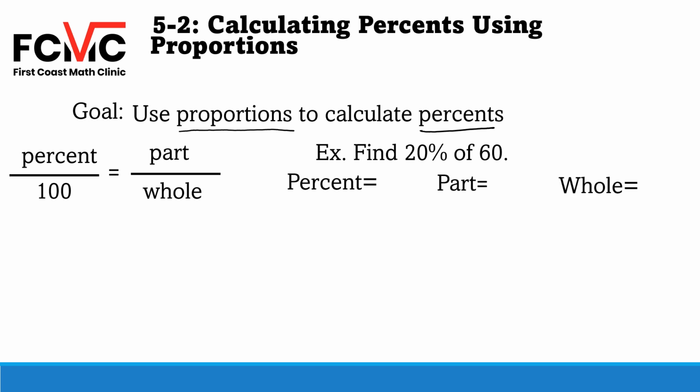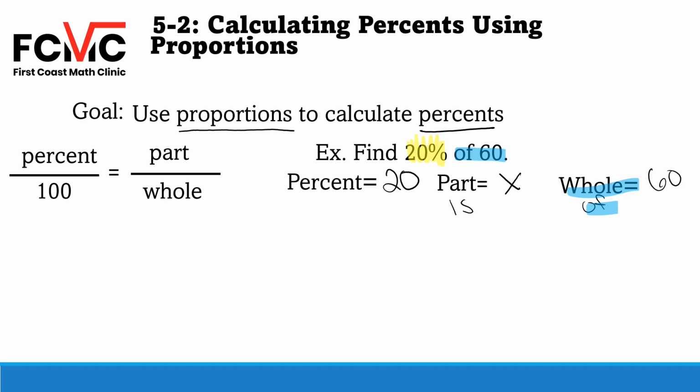So the percent right off the bat is going to be pretty easy to find. We know our percent here is going to be 20. We just look for our percent sign. Our part, we're going to look for the word is. Our whole, we're going to look for the word of. In my problem, I see of 60. So 60 is going to be my whole, so that's going to be my denominator. Well, I don't see any is, so the part is going to be my unknown, my x, right?